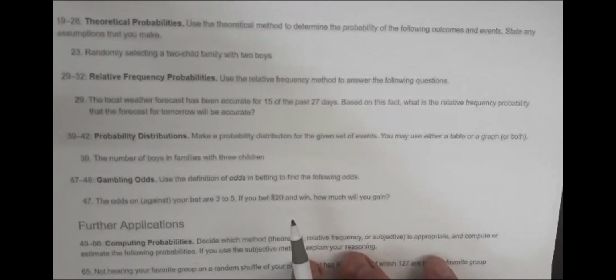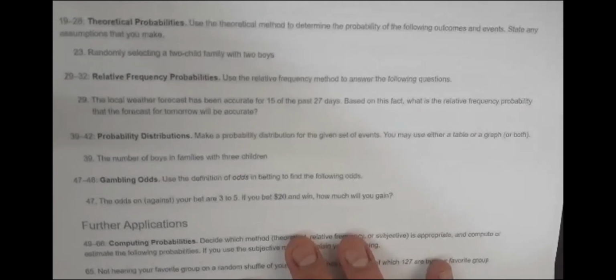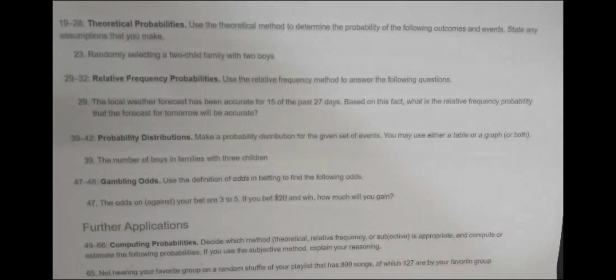Theoretical probabilities, use theoretical probabilities to determine. Did I skip something? I feel like I skipped something in here. Yeah, maybe not. Determine the probability of the following outcomes and state any assumptions that you make. Randomly selecting a 2-child family with 2 boys.